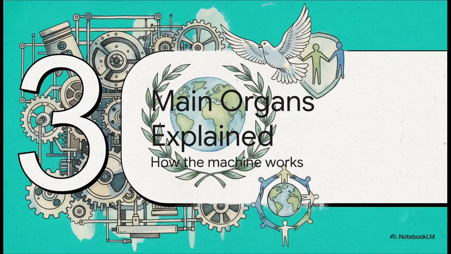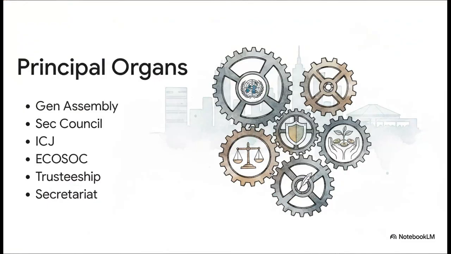Moving to Section 3. The main organs explained, how the machine actually works. So how do they pull this off? Well, they do it through these 6 primary gears of this giant global machine. We've got the General Assembly, the Security Council, the International Court of Justice, the Economic and Social Council, the Trusteeship Council, and the Secretariat. Now, it's really important to note that almost all of these are headquartered in New York, but there is one very notable exception.